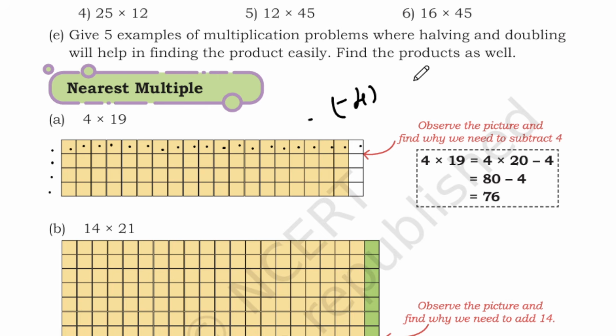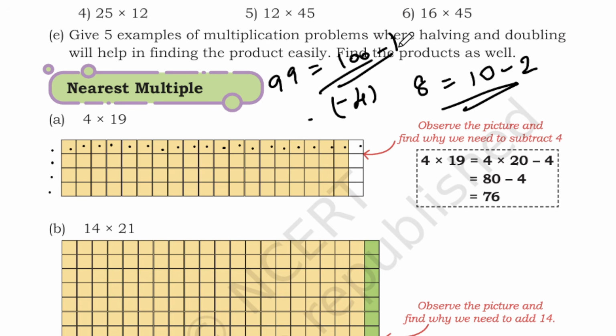Okay, for example, 8 and 10 minus 2 are also the same. These two are same. So again 99, which is also equal to 100 minus 1. Okay, so we are rounding up to the nearest 10. So here what they have done, they are rounding up. So they didn't put 4 into 19. They have put 4 into 20, which is 80. 80 minus 4 is 76.